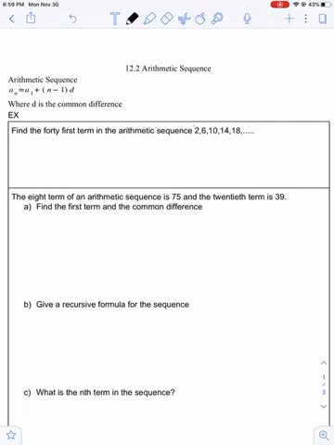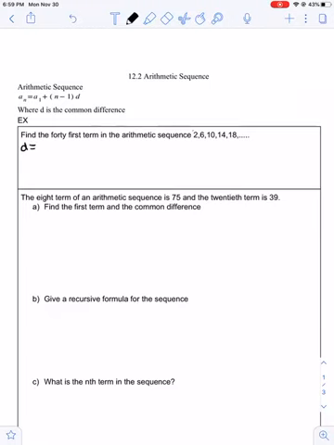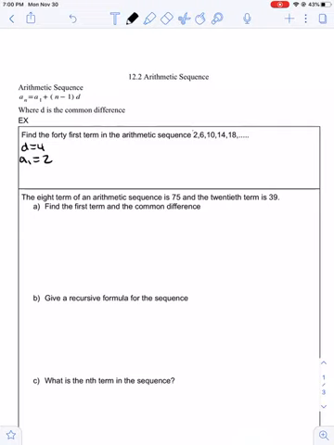So let's look at this in an example. Find the 41st term in an arithmetic sequence of 2, 6, 10, 14, 18. So first I can find the difference by doing the second term minus the first term. So 6 minus 2 is 4. So d equals 4. And then I know the first term, a sub 1, equals 2. And I am trying to find the 41st term. So my n equals 41. But I don't know the amount of that 41st term. And that's what a sub n is. That's what we don't know.